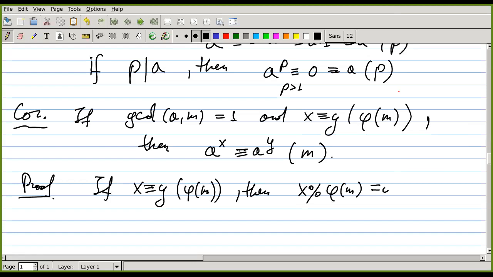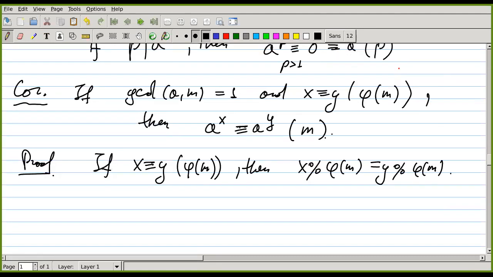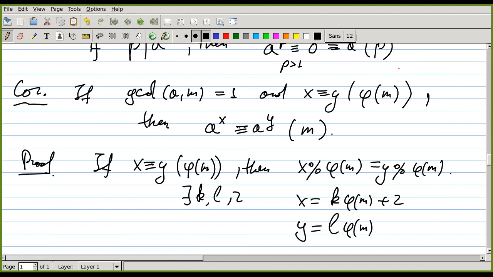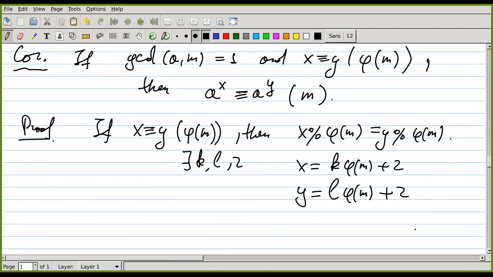Is it clear or not? It is. So let's prove this corollary. First of all, if x is congruent to y modulo phi of m, that means that the remainders are the same. So there exist such k, l, and r, so that x is phi of m times k plus r, while y is phi of m times l plus r. I have just divided x and y by phi of m with the remainder.